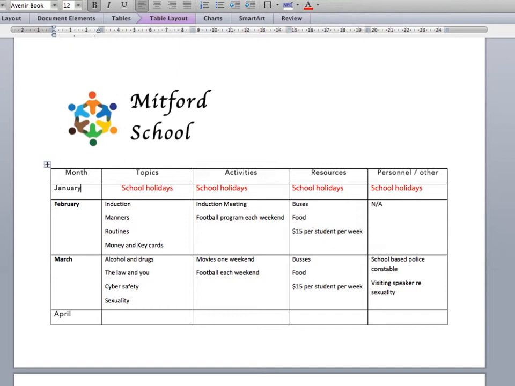The personnel requirements in the first month, February, they didn't want any additional people. In March, they wanted the school-based police constable to come along and talk to the students about the law and them, all the things they should know as young people. They also wanted a visiting speaker to come in and talk about sexuality, safe sex, all that sort of thing. So you can see now that we're building up a program, but we need to make sure that we've got the money or the resources to be able to do that, and that's where the budget comes in.